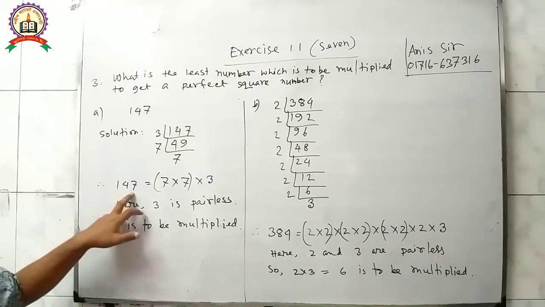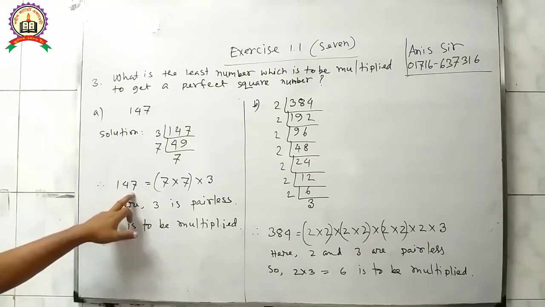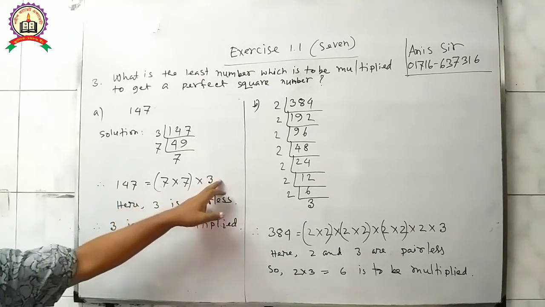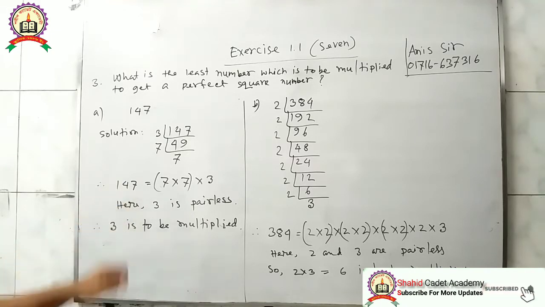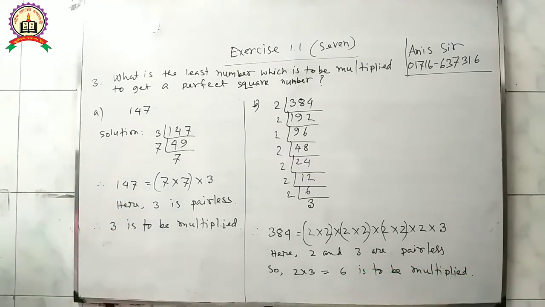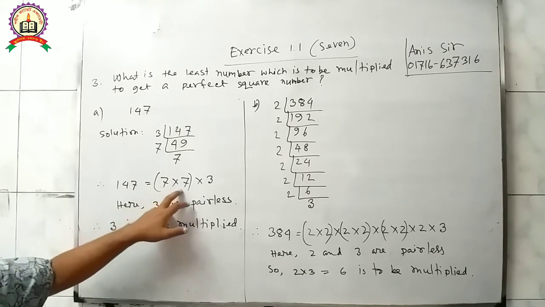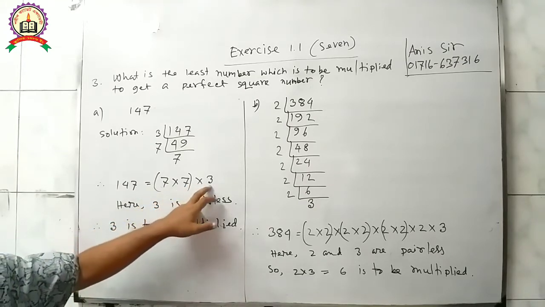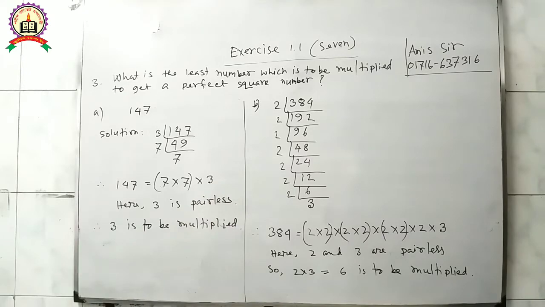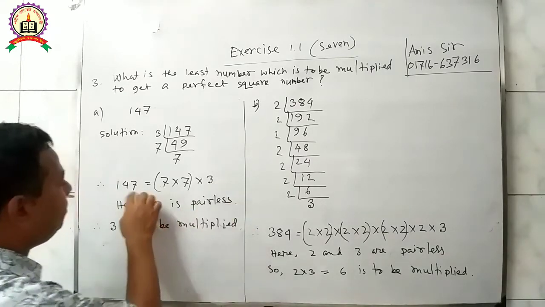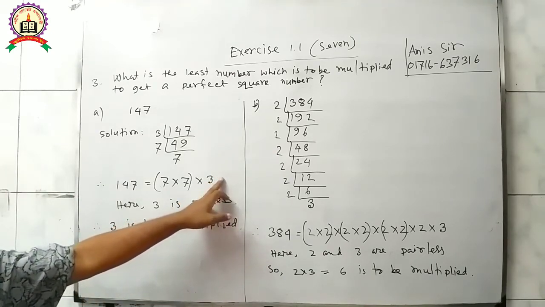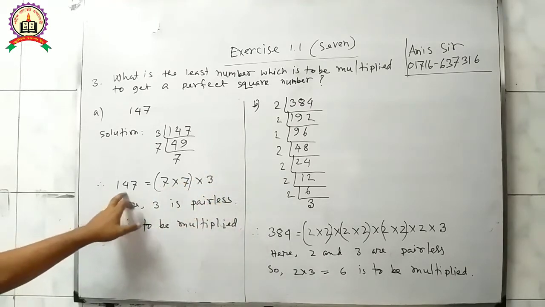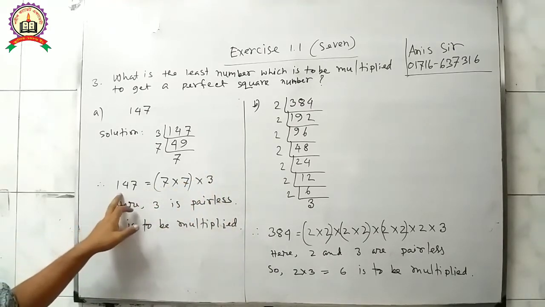So 147 is not a perfect square number. If there is another 3, then it will be a perfect square number. Here 7 into 7 is a pair, and then 3 is not a pair. If it is a pair, then it will be a square number. So it is not a pair, so it is not a square number.